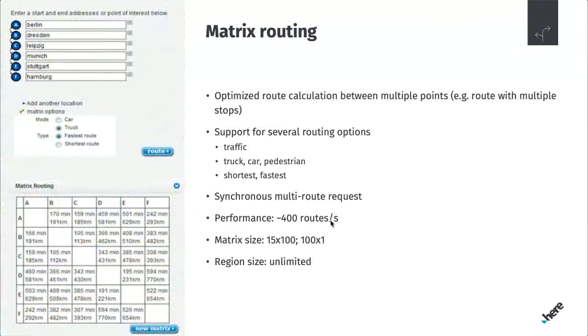One of the major capabilities of the routing is the matrix routing. So for the guys who are doing daily logistics or delivery services or ride hailing, for example, they need to have this type of route matrix. So you have a lot of A's and B's in all the directions, and you need to do the whole calculation of the route. So with the matrix routing, we have a decent performance with 400 routes per second. And the matrix size, the one that you can have between your warehouse and the end destination, is 15 by 100 and 100 by 1. And we have all the routing options ready.